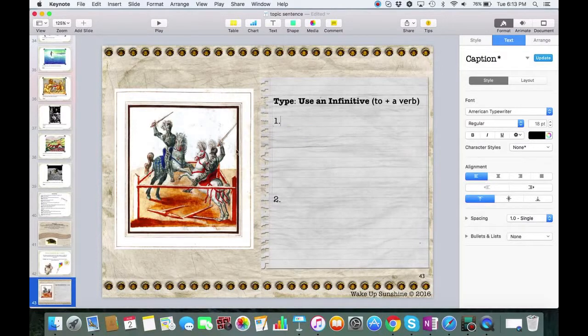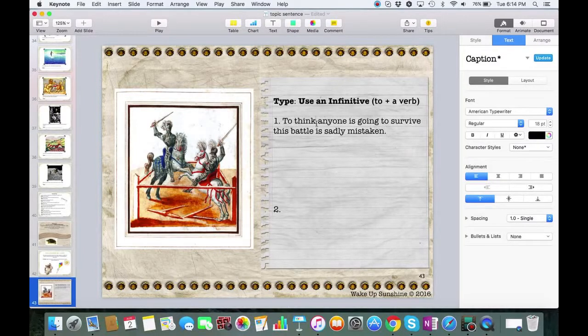So we're going to look at our picture here again. Take from it what you will. I see two knights fighting. At least that's what I take from the picture. So utilizing the infinitive style, I'm going to do something like this. To think anyone is going to survive this battle is sadly mistaken.